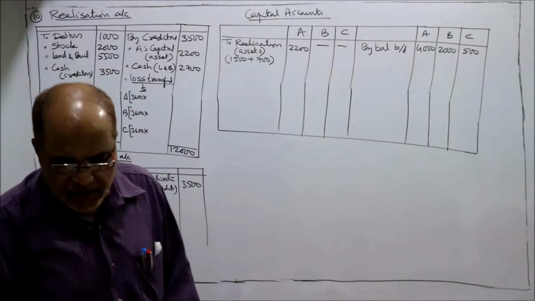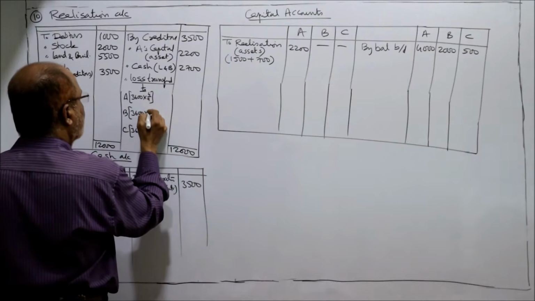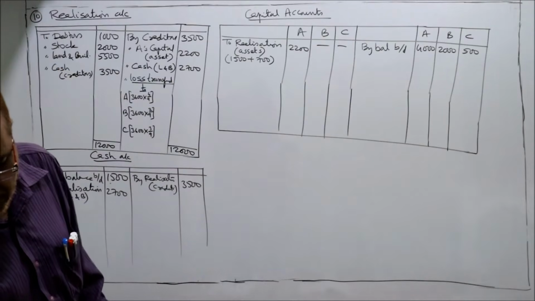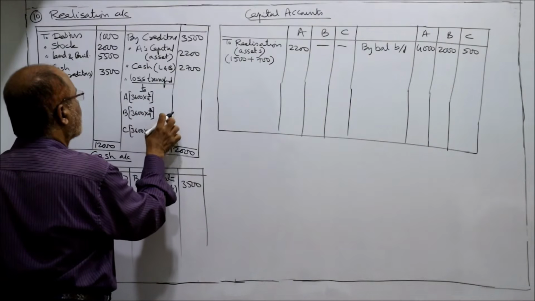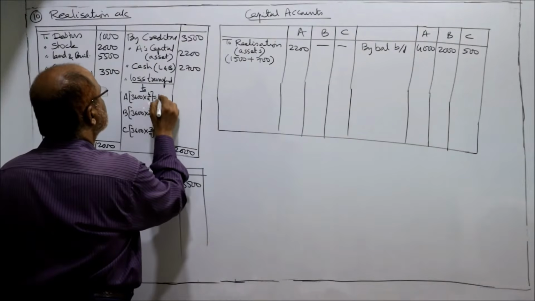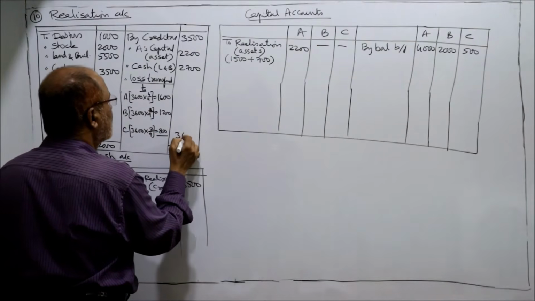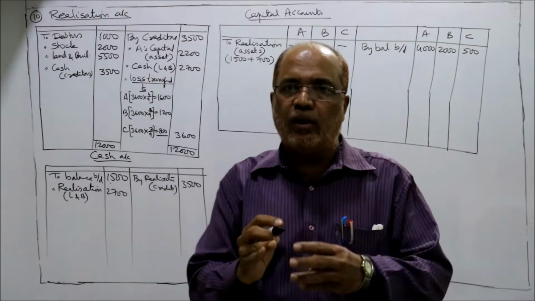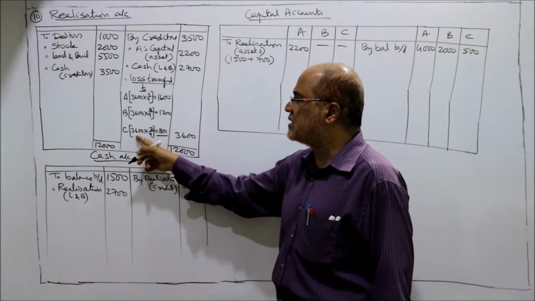What is the old profit sharing ratio? 4:3:2, 4/9, 3/9, 2/9. That comes to 1600, 1200, 800. Add up these three, you will get 3600. तो 3600 का रियलाइजेशन लॉस है और वो रियलाइजेशन लॉस को तीनों पार्टनर्स डिस्ट्रीब्यूट कर दिए. तो A will get 1600, B will get 1200, C will get 800.